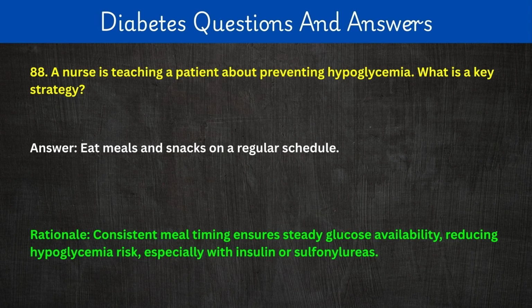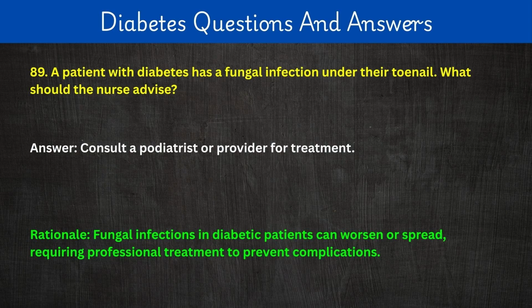Answer: eat meals and snacks on a regular schedule. Rationale: consistent meal timing ensures steady glucose availability, reducing hypoglycemia risk, especially with insulin or sulfonylureas. 89. A patient with diabetes has a fungal infection under their toenail. What should the nurse advise?